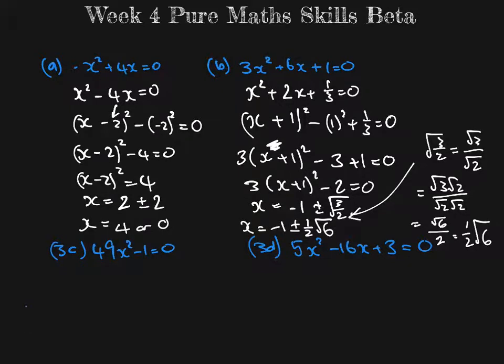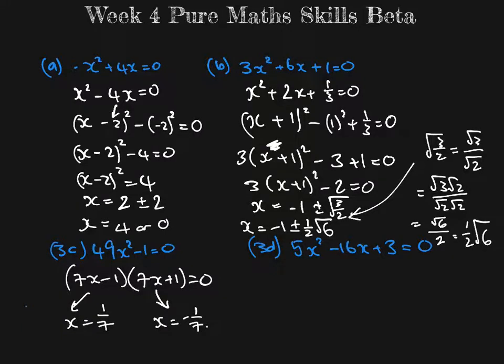We're going to solve the next two by factorising, and you should spot straight away here a difference of two squares: (7x - 1)(7x + 1), giving, if this bracket is 0, x equals 1/7, and if this bracket is 0, x equals -1/7. This one we're going to factorise.